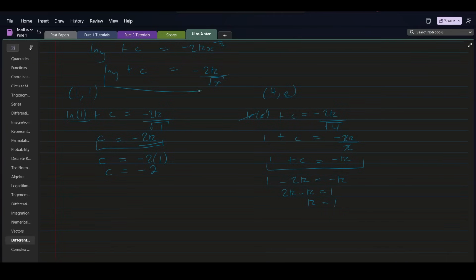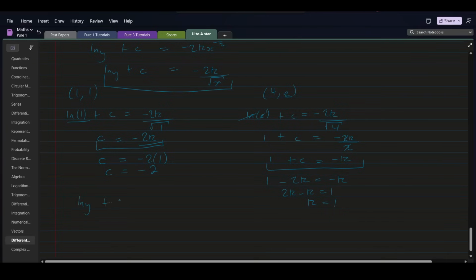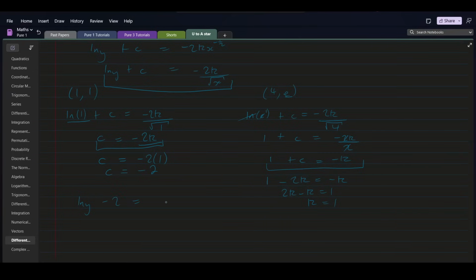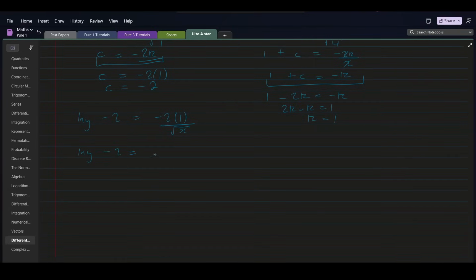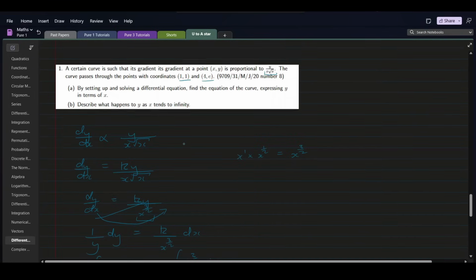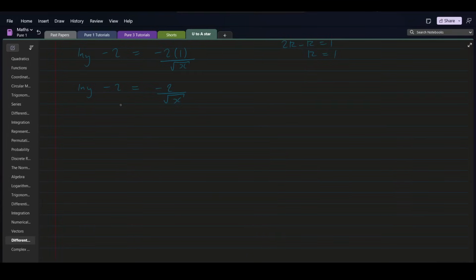So if we substitute back into our equation here, we'd have ln y plus c, which is minus 2, is equal to minus 2 times k, which is 1, over root x. Okay, so this is ln y minus 2 is equal to minus 2 over root x. Now, do they ask us to express y in terms of x? Yes, they did. So that means we have to make y the subject of the formula. So this would become ln y is equal to 2 minus 2 over root x. And if we apply the exponential to both sides, this would be y is equal to e to the 2 minus 2 over root x. And this would be our final answer.